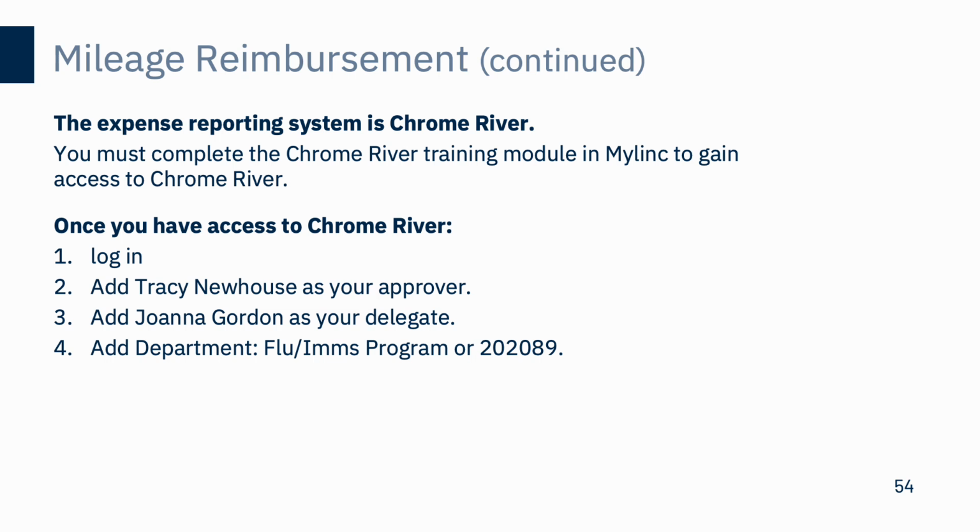You must complete the Chrome River training module in MyLink to gain access to Chrome River. Once you have access to Chrome River, log in. Add Tracy Newhouse as your approver. Add Joanna Gordon as your delegate. Add department, FLUIMS program, or 202089.